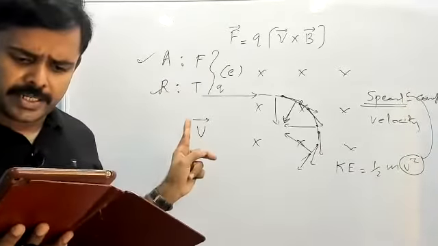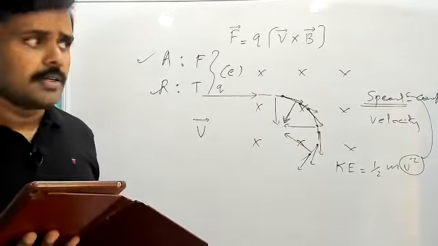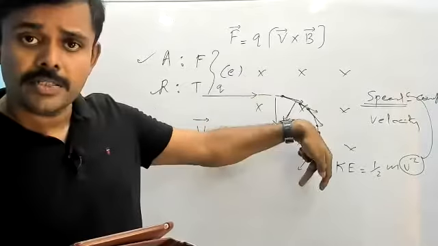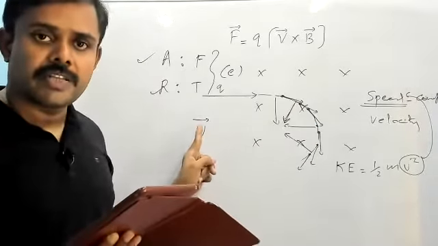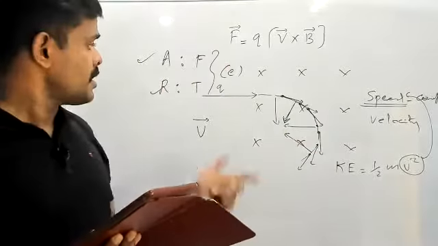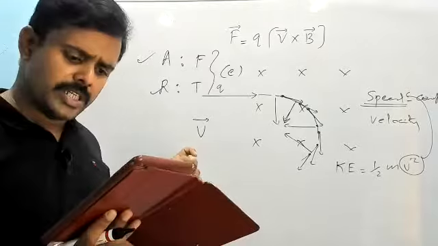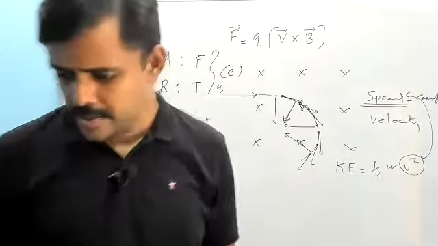Statement number 1 is correct. Statement number 2, force changes velocity of charged particle. Yes, force changes velocity because the direction changes. Velocity is a vector. It changes even when only the direction changes. If they said speed, that would be wrong. Speed doesn't get affected, but force changes the velocity of the charged particle. That statement is true. Did you understand?